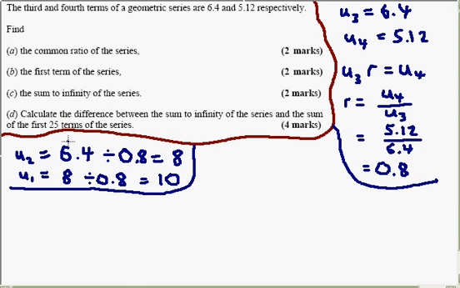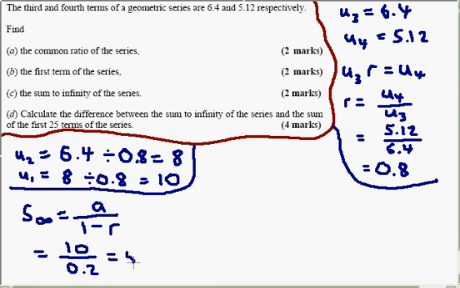Now we need the sum to infinity of the series. The sum to infinity is given to you in the formula booklet and looks like this: sum to infinity is A, the first term, divided by 1 minus R, the common ratio. So A we now know is 10, R is 0.8, so 1 minus 0.8 is 0.2. So the sum to infinity is 50. That's the next 2 marks. So that's 6 of the marks sorted.